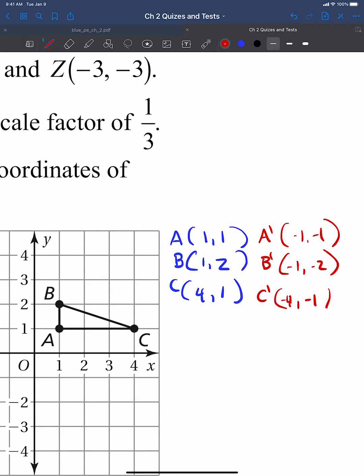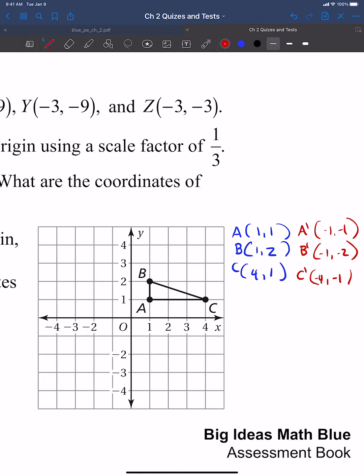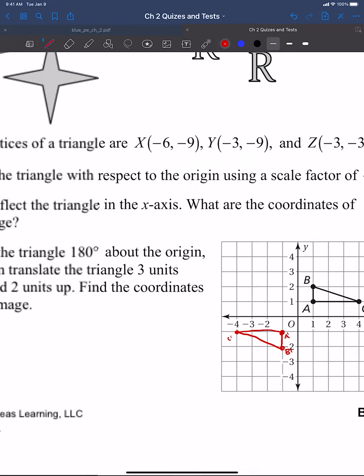Yep. Go plot that now. Okay, so I'll go put it on here and you guys make sure I'm doing it right. -1, -1. -1, -2. -4, -1. How's it look? Good. Now, we're not done.